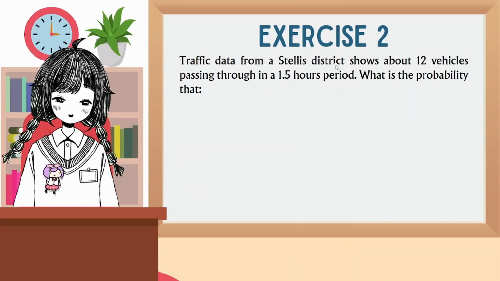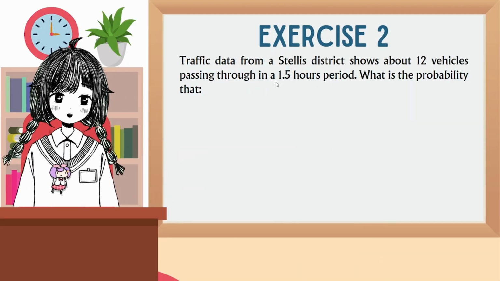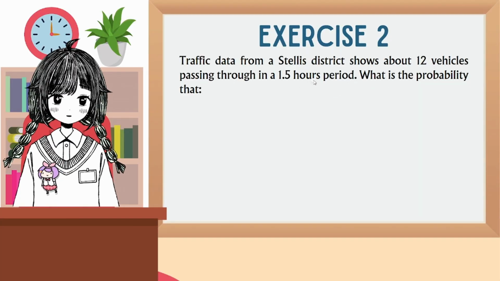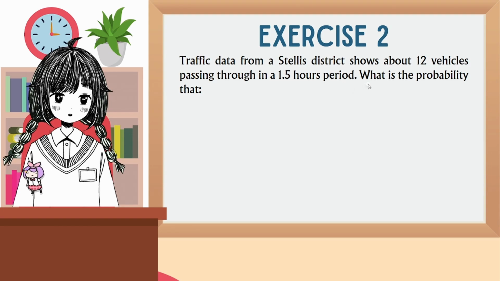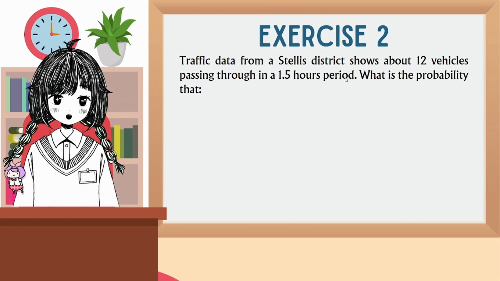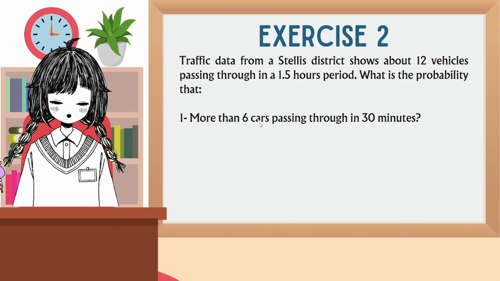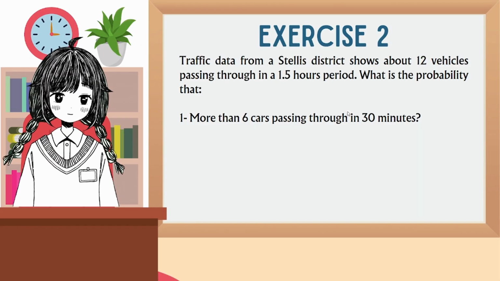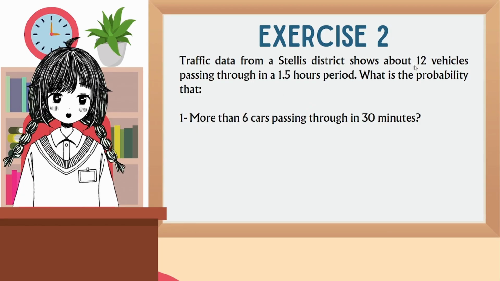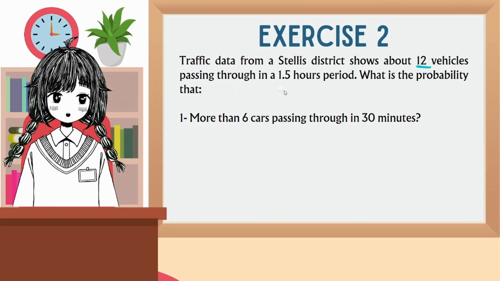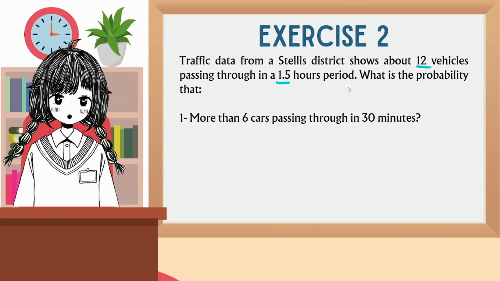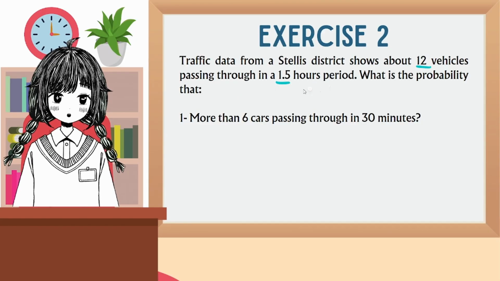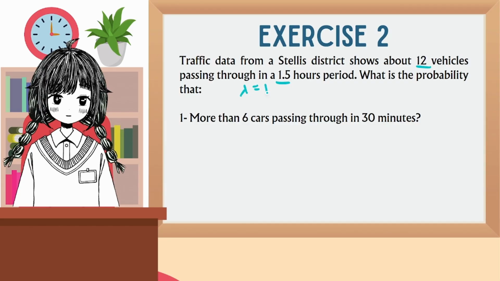So finally, in exercise 2, traffic data from a statistic district shows about 12 vehicles passing through in a 1.5 hours period. What is the probability that more than 6 cars pass through in 30 minutes? So we extract the information. 12 vehicles passing through in a 1.5 hours period. We know from here the lambda is 12.